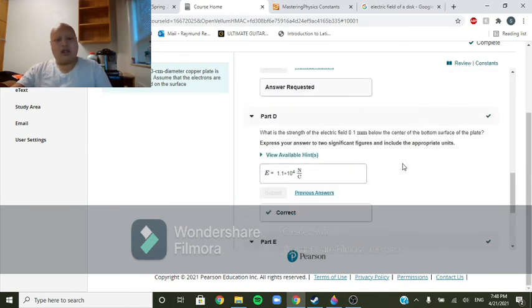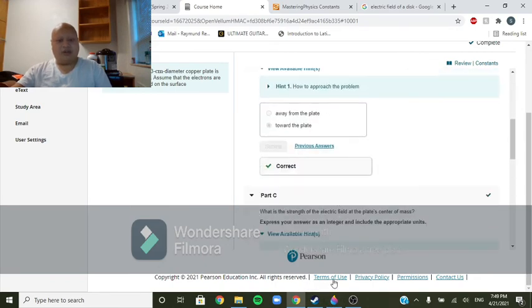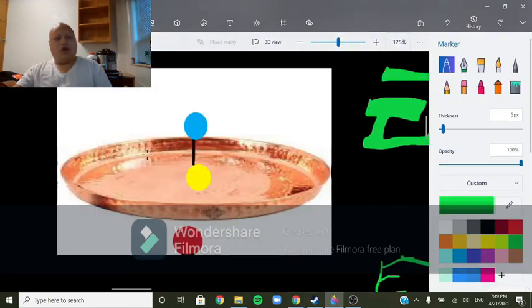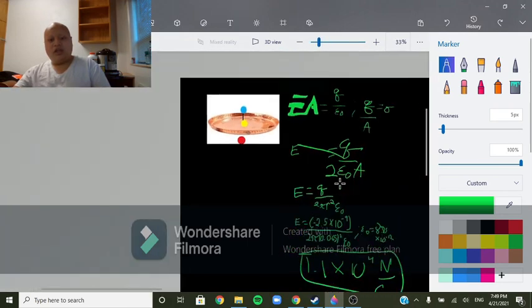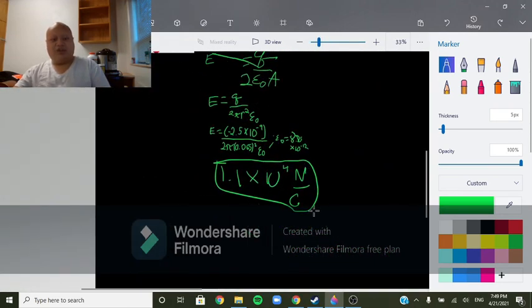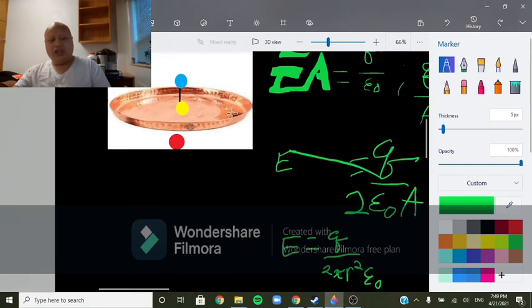Part D asks for the same thing as part A, except it's below the copper plate. It's still the same distance from the copper plate, just in a different direction. So your answer should also be 1.1 times 10 to the fourth power newtons per coulomb. And then no matter what, the electric field always goes toward wherever it's negative, so it goes from positive to negative.